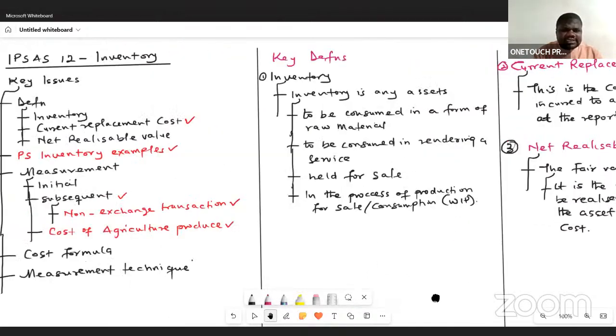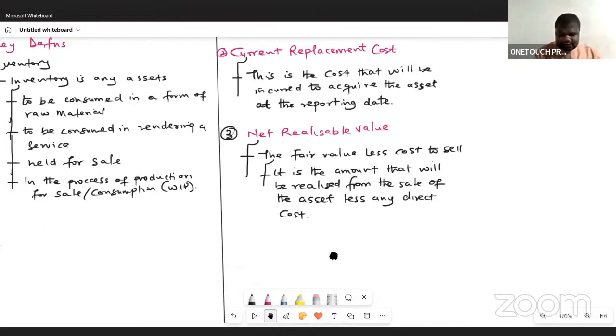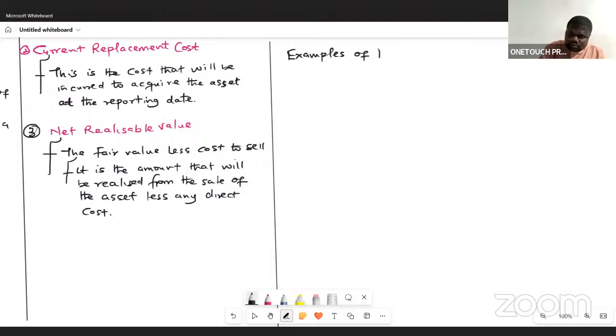Okay. Now, the next thing is examples of inventories. Examples of public sector inventories. In the exam, they ask you to give examples of public sector inventory. You have to give public sector examples.